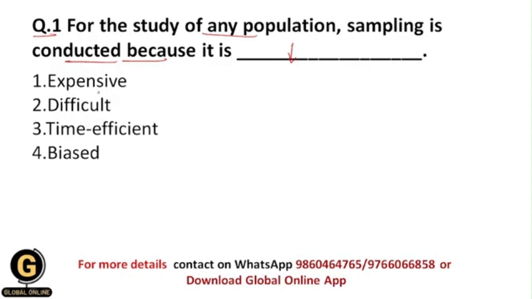So whether it is expensive, whether it is difficult, whether it is time efficient, or whether it is biased. So students, whenever you see these options, you will understand that whenever some technique is expensive, then why would a researcher use it, right? Then it will be a disadvantage for him. So this will get eliminated. Whenever a technique is difficult, then obviously no one will follow it. Whenever a technique is easy, then obviously one can follow it, and that's why this option also is a disadvantage. So this option gets eliminated.